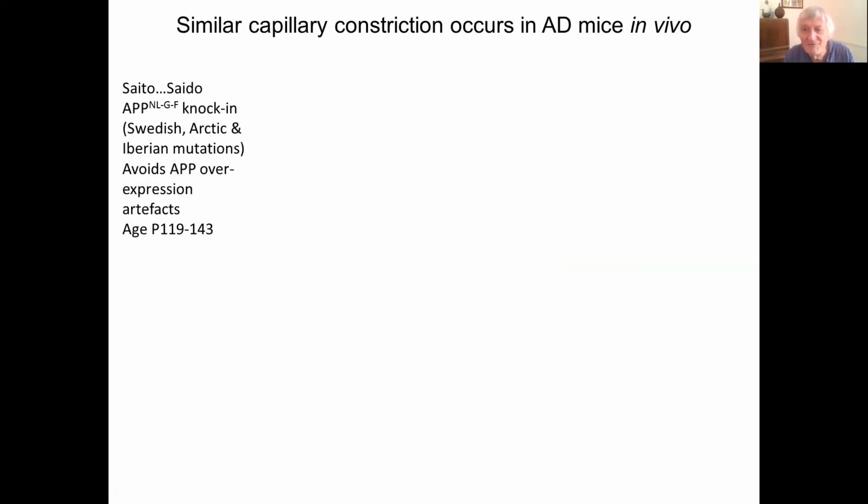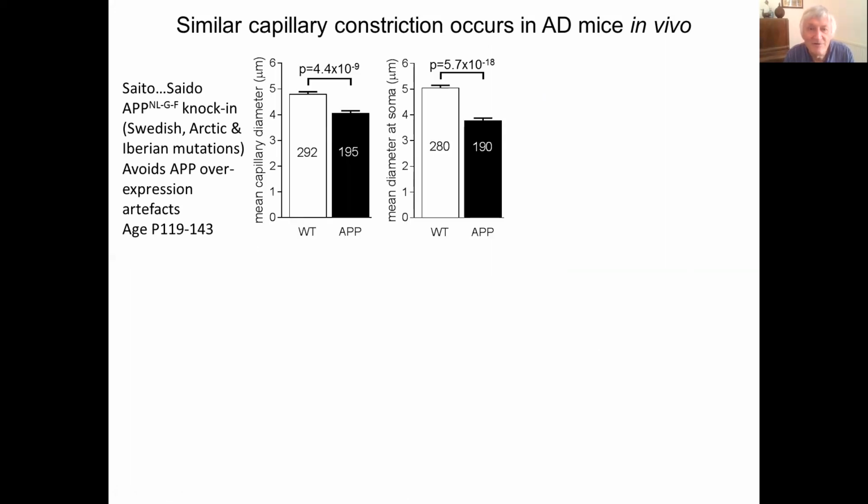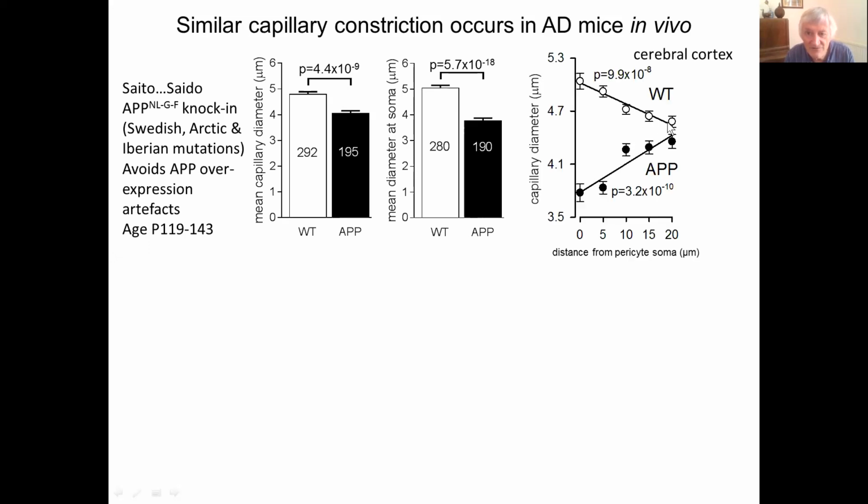We sent this to Nature, and one of the kind Nature referees says it's all very well doing this in humans, but what about doing it in a transgenic mouse? So we did, and you find the same thing. There's a constriction of the capillaries. It's larger near the soma, and again, you get this variation with distance from the soma.